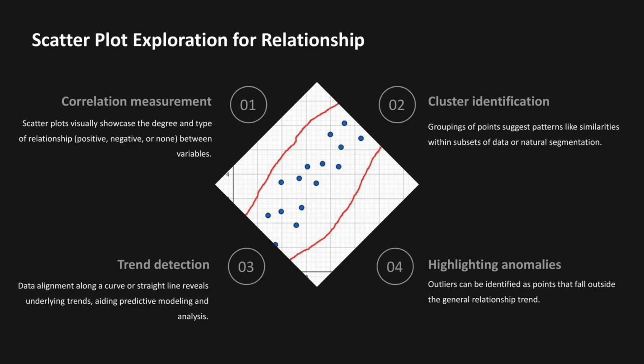Scatterplots reveal relationships between variables by showing point alignment, clusters, and deviations. They help measure correlation, direction, and strength. Detect underlying trends along lines or curves. Identify groupings that suggest segmentation. And flag anomalies that diverge from general patterns, supporting both exploratory insight and predictive modeling.